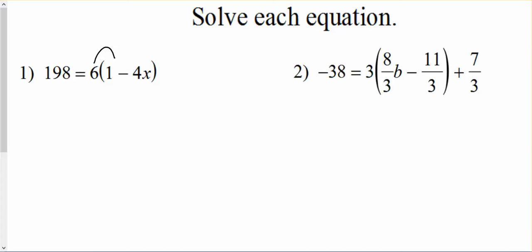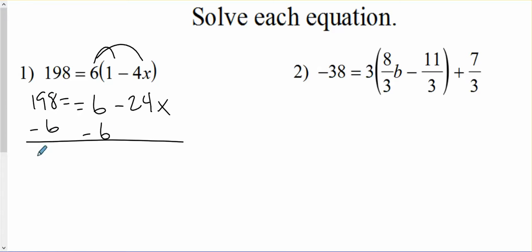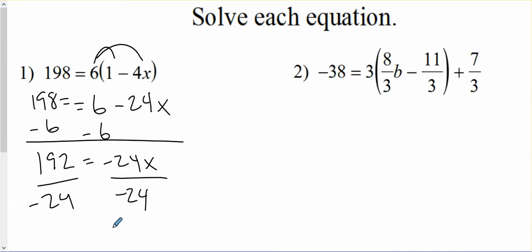Six times 1 makes 6. 6 times negative 4 makes negative 24x. That equals 198. We're going to subtract 6. Subtract 6. 192 equals negative 24x. 192 divided by negative 24, divided by negative 24, and we get x equals negative 8.